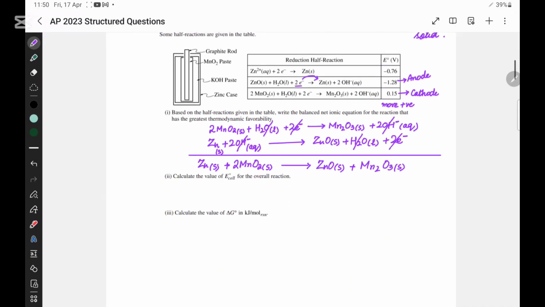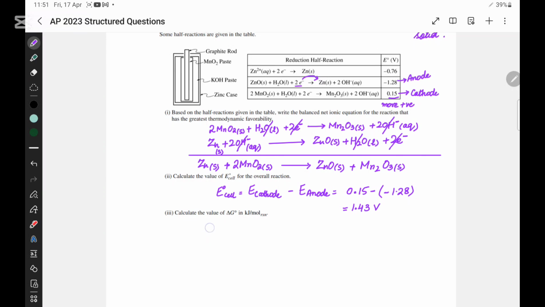Calculate the value of E naught cell for the overall reaction. For E naught of the cell, we have the formula E cathode minus E anode. So the cathode is how much there? The cathode is this 0.15, minus minus 1.28, and that comes out to be 1.43 volts.